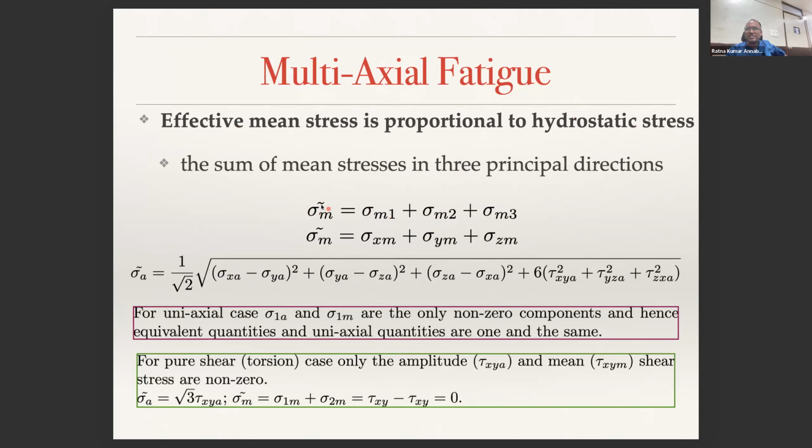And if sigma m tilde is non-zero, now you can use the Goodman diagram, extremely similar. Instead of sigma a, you will use sigma a tilde by SF plus sigma m tilde by SUT is equal to 1 is the formula that you will use. So whenever you have a non-zero effective mean stress, sigma m tilde, you will use the Goodman diagram. Otherwise, if this happens to be 0, you will use S is equal to a N power b, where S becomes sigma a tilde instead of one of these values.